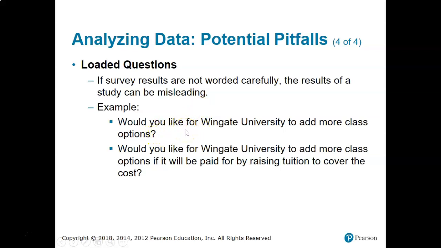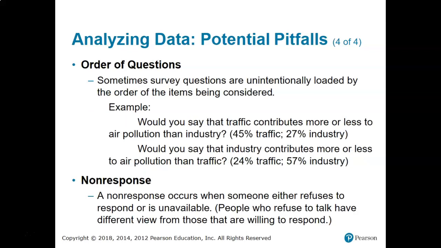So a lot of people would respond that they would like for Wingate to add more class options. But then if we add some more words to it, it says, would you like for Wingate University to add more class options if it will be paid for by raising tuition to cover the cost? So by adding these additional words, we kind of load the question and create a bias from that. Even though it's probably true in both situations that it would be paid for by raising tuition to cover the cost, by adding this additional information, you definitely will slant the response that you get from students participating in the question. Order of questions can sometimes create a bias as well, even unintentionally.